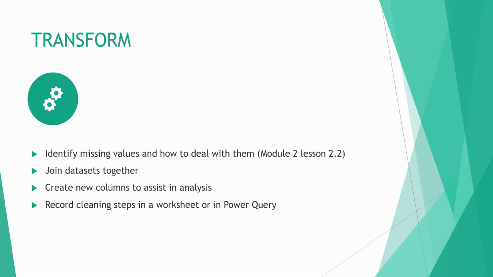Welcome to the next in this series of lessons on the Module 2 exercise. In this lesson, we'll go through the transform step. So we'll identify any missing values and discuss how to deal with them. We'll join our two data sets together. We'll create new columns to assist in analysis, and we'll record our cleaning steps in a worksheet.